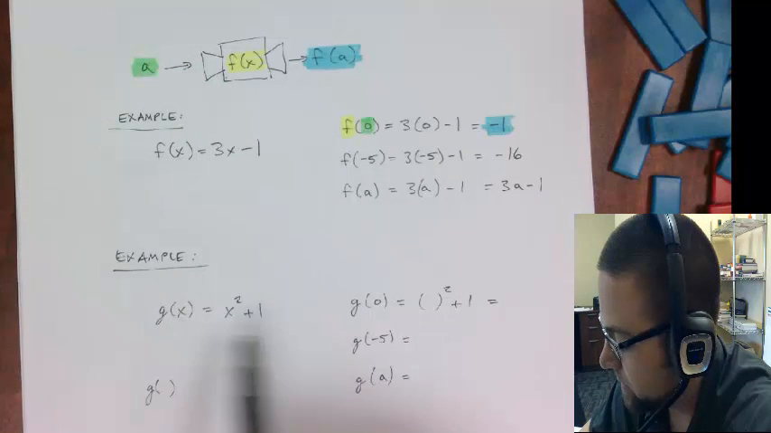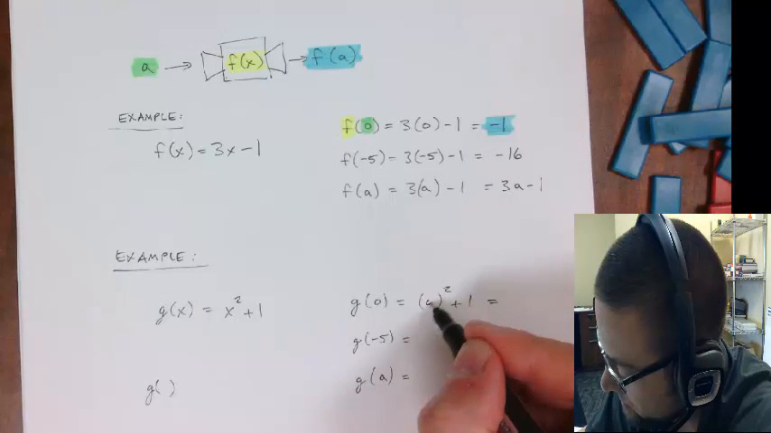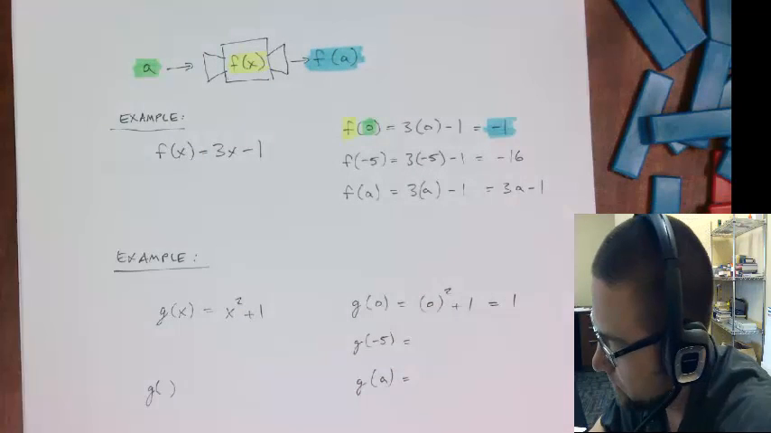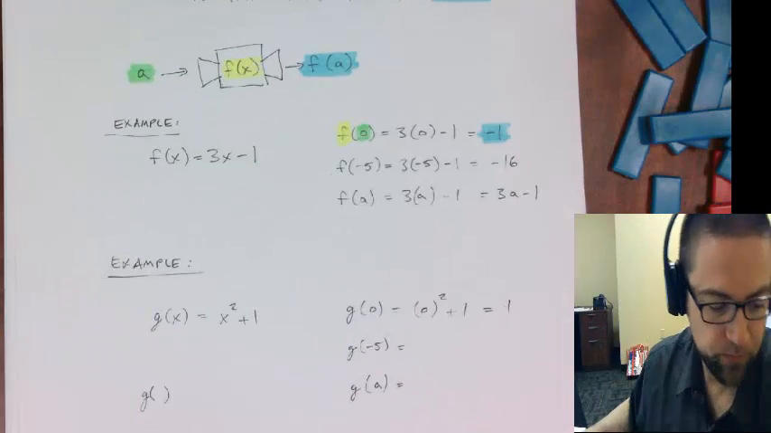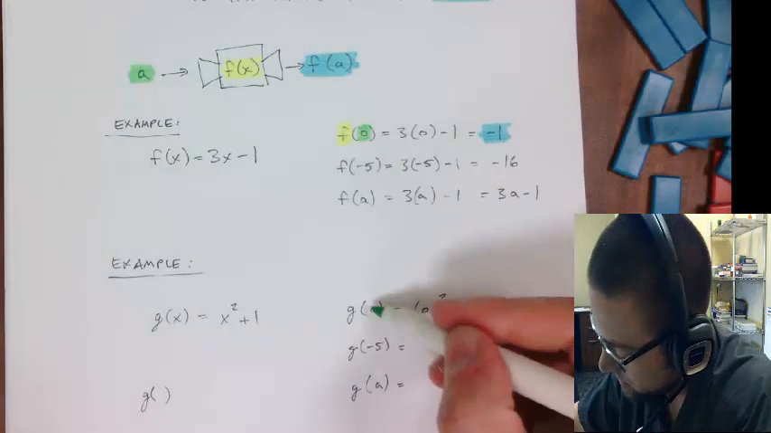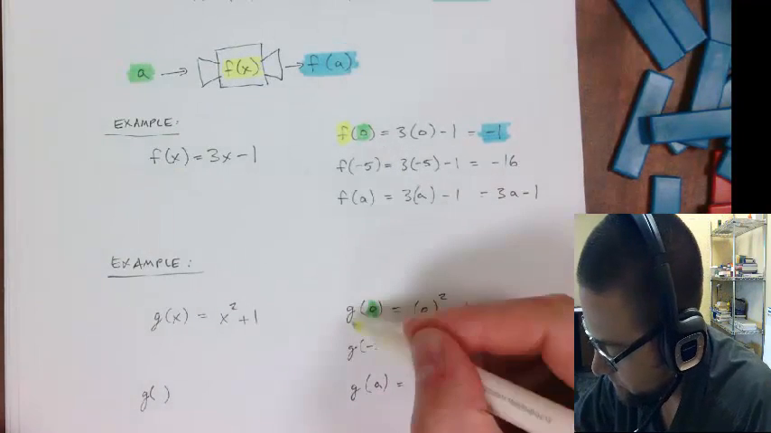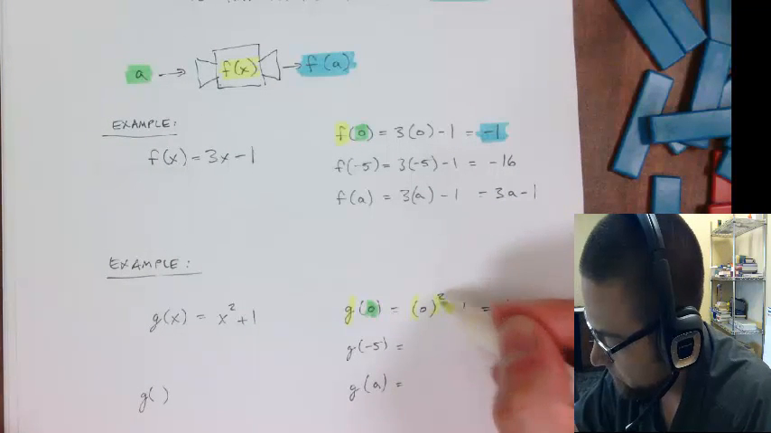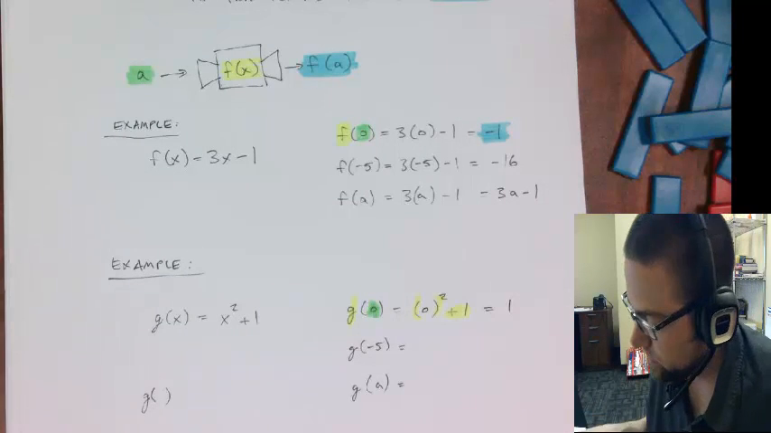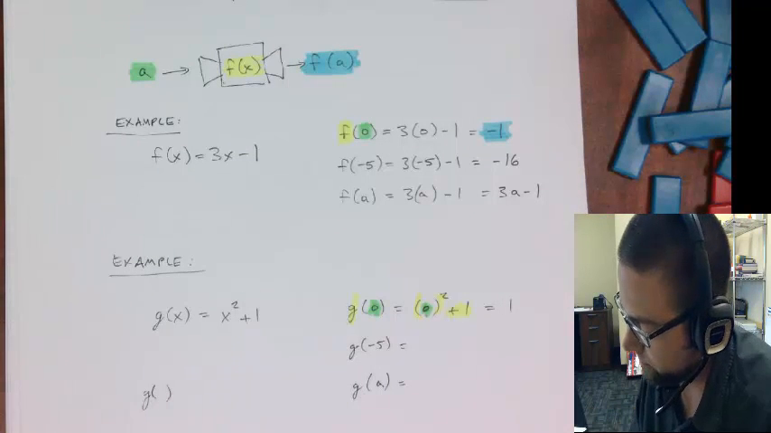So looking at this, what do you think would happen? g of 0 would be what? Well, it's 0 squared plus 1. 0 times 0 is just 0. Plus 1 would be 1. So my input is 0. And the process it's going to go through is the function g, which is just to square something and add 1 to it. And then I get an output. So here, 0 was the input, and I get an output of 1.